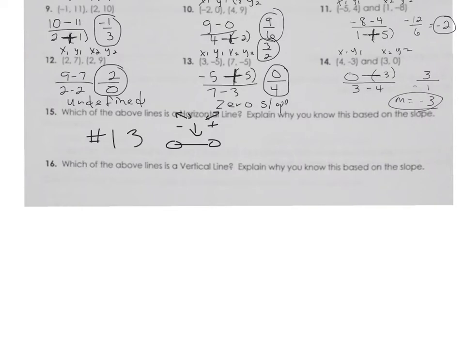Which of the following is the vertical line? Well, if you look at the nose of the person, of the face, the nose points out that an undefined, the U, is a vertical line. So the one up above that was undefined would be number 12.